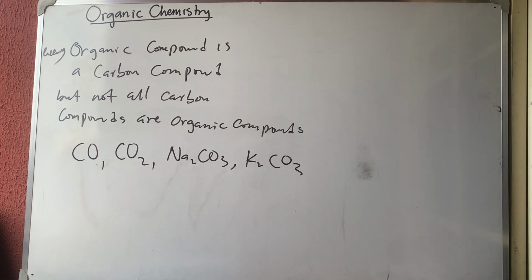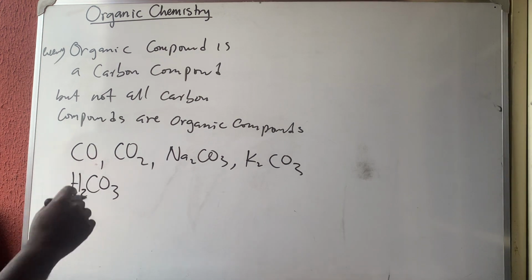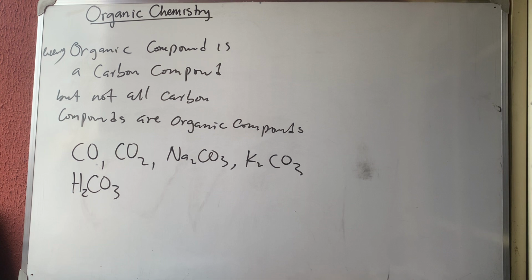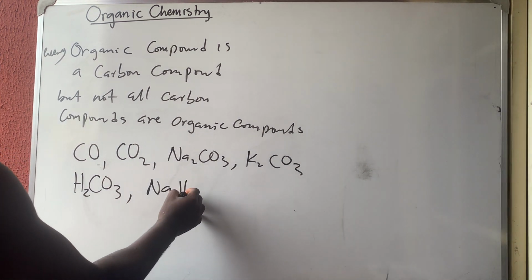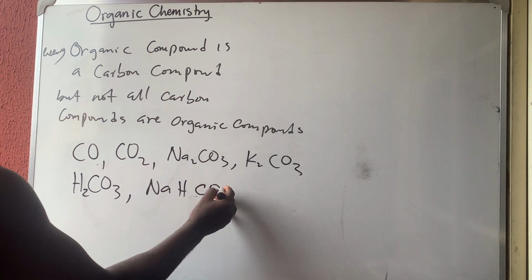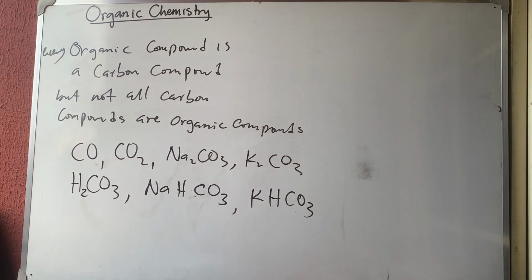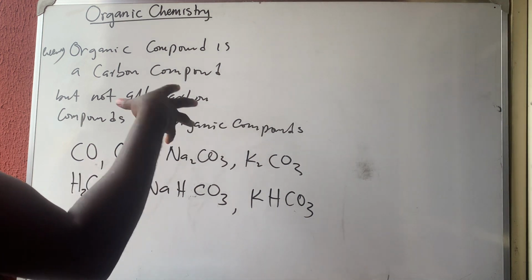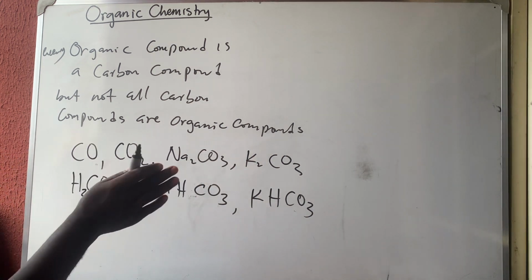Another one can be hydrogen trioxocarbonate(IV), H2CO3. Another one can be metallic hydrogen trioxocarbonate(IV), for example, sodium hydrogen trioxocarbonate(IV), NaHCO3, maybe KHCO3. All these ones are carbon compounds that are not organic compounds. The presence of carbon shows that they are carbon compounds, but they are not organic compounds.